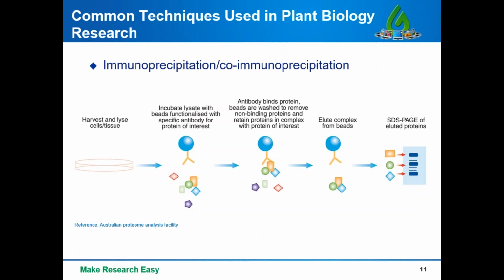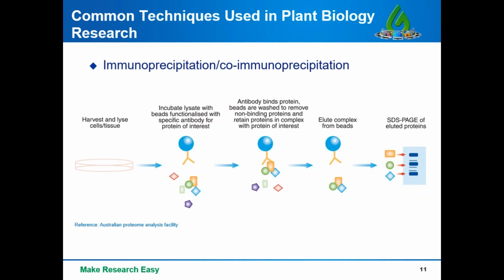You'll harvest and lyse these cells with any number of specific protocols, and you'll incubate your lysate with beads, magnetic or agarose, functionalized with a specific antibody for a protein of interest. This antibody will then bind the protein, and the beads are washed to remove any non-binding proteins. Whatever protein remains in your mixture is what you're targeting as your protein of interest. Then you'll elute your complex or specific protein from the beads, and you'll look at it with an SDS-PAGE to see what exactly you're getting in your mixture.